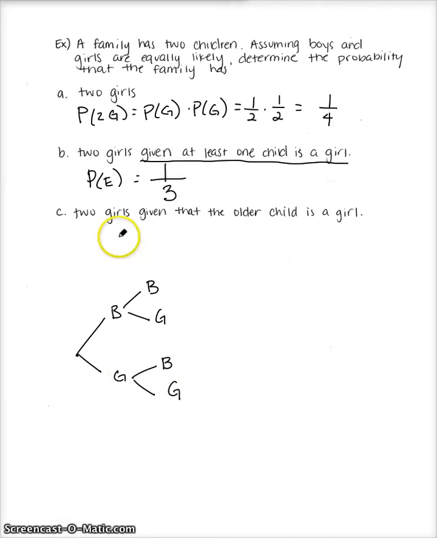Find the probability of the family having 2 girls given that the older child is a girl. Now this column represents my first child, this one represents the second child. So now we're only looking at the case in which the first child was a girl, so there were only 2 possible outcomes of that. The probability that they have 2 girls given that the first child was a girl, there's 1 out of those 2 that have 2 girls.